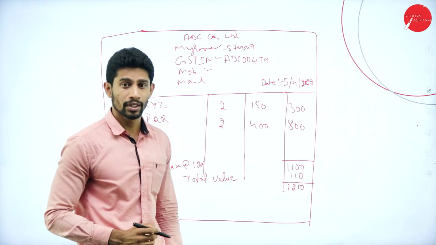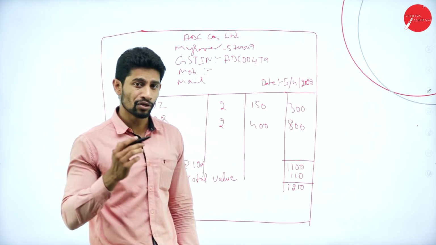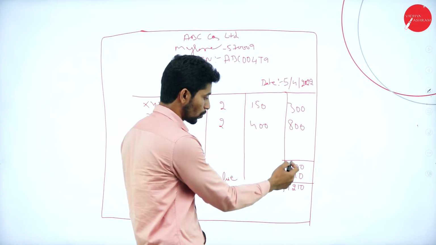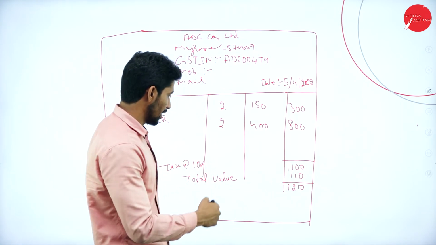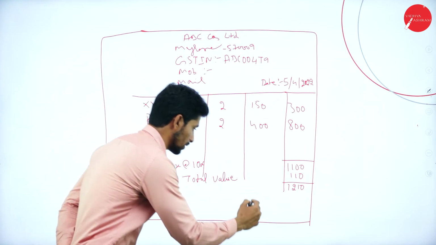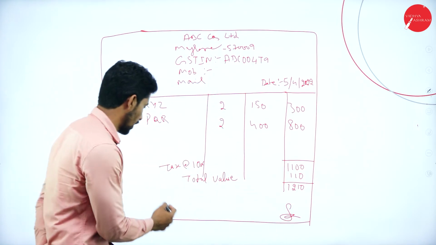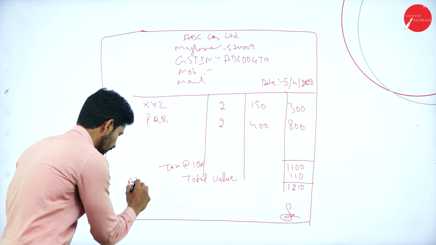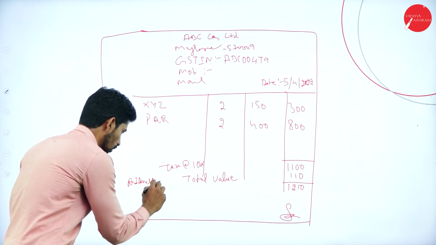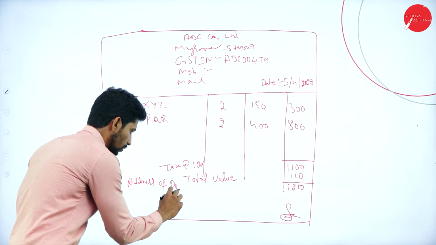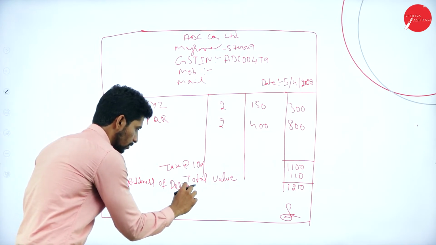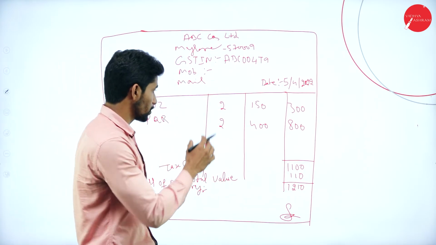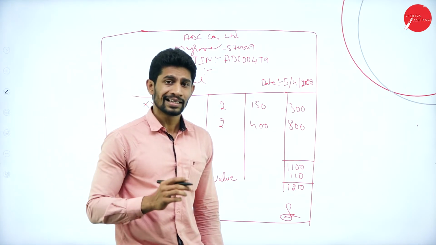So now the total value of supply is 1210. The value of goods is 1100 and applicable tax is 110. So total comes to 1210. At the end, they will be putting their digital signature, and in the left side corner they are going to mention the address of delivery, to whom the item is supposed to be delivered. So all these informations they are going to mention in the invoice.